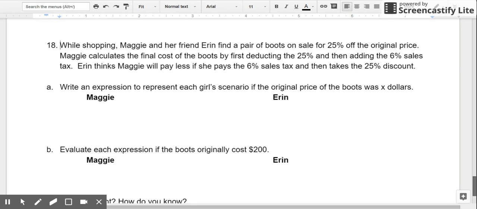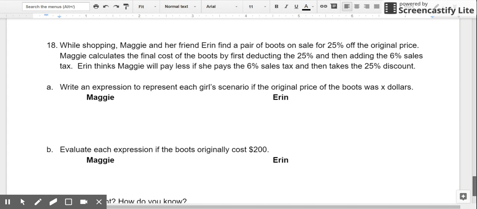Number 18. While shopping, Maggie and her friend Erin find a pair of boots on sale for 25% off the original price. Maggie calculates the final cost of the boots by first deducting the 25% and then adding the 6% sales tax. Erin thinks Maggie will pay less if she pays the 6% sales tax and then takes the 25% discount. Part A says, write an expression to represent each girl's scenario if the original price of the boots was X dollars. And then part B says, evaluate the expression if the boots originally cost $200.